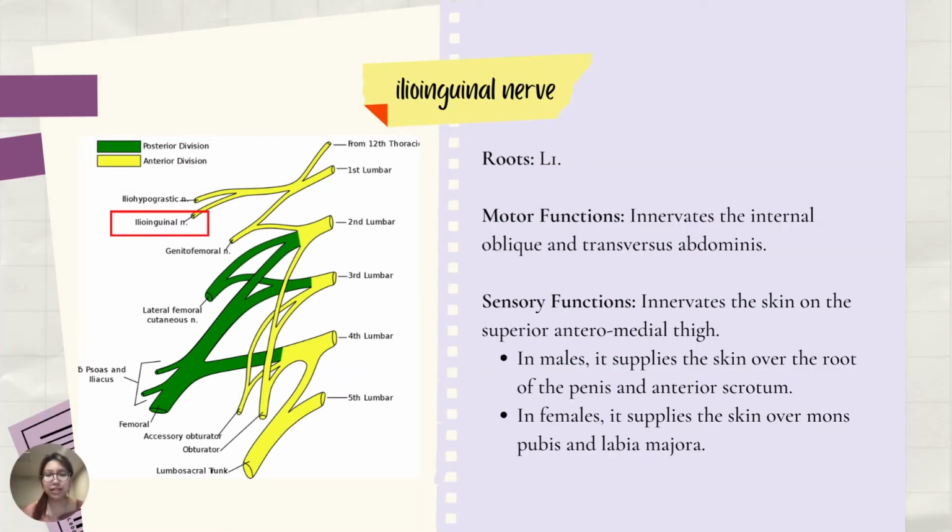For the ilioinguinal nerve, it follows the same anatomical course as the larger iliohypogastric nerve. After innervating the muscles of the anterior abdominal wall, it passes through the superficial inguinal ring to innervate the skin of the genitalia and middle thigh. The root is L1. The motor function is to innervate the internal oblique and transversus abdominis. For the sensory function, it innervates the skin on the superior anteromedial thigh. In male, it also supplies the skin over the root of the penis and anterior scrotum. In female, it supplies the skin over the mons pubis and labia majora.